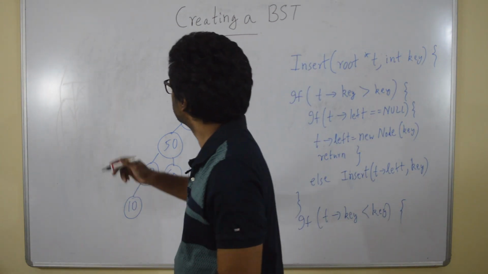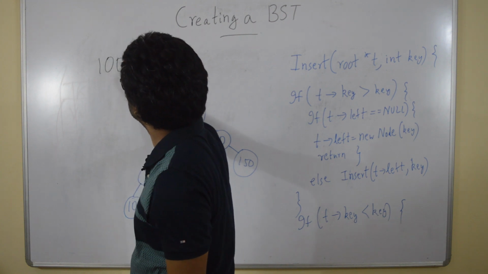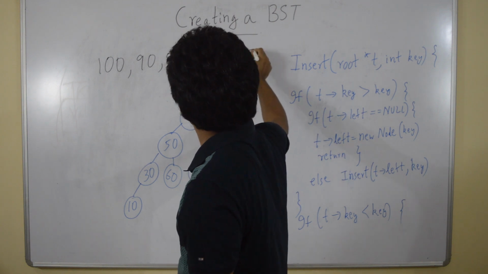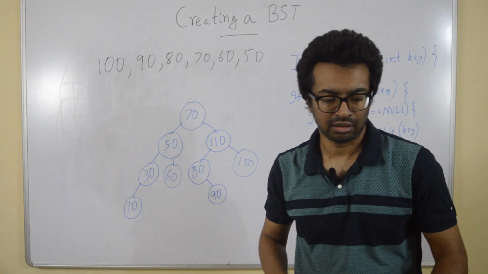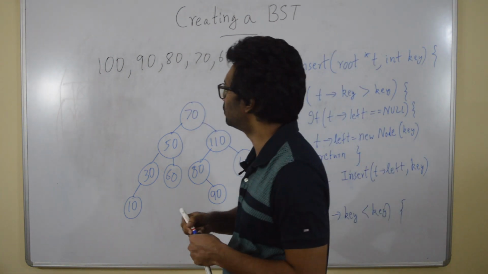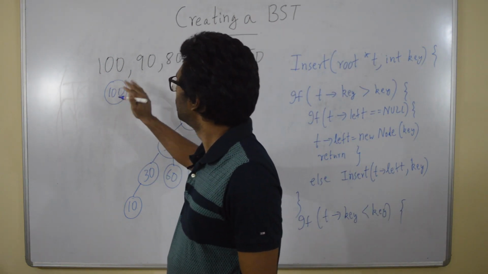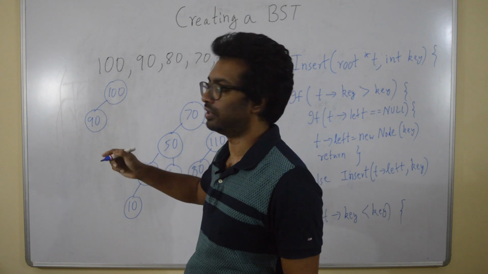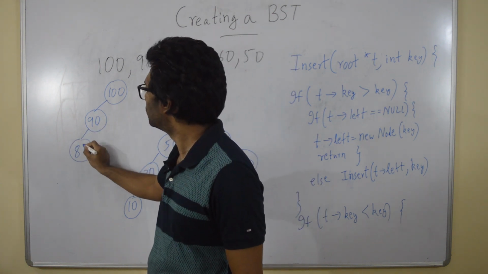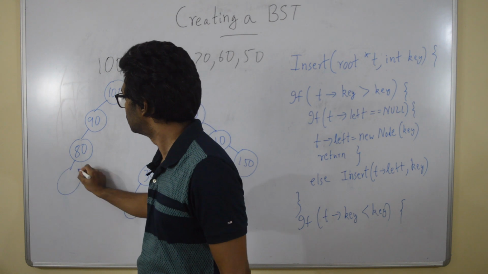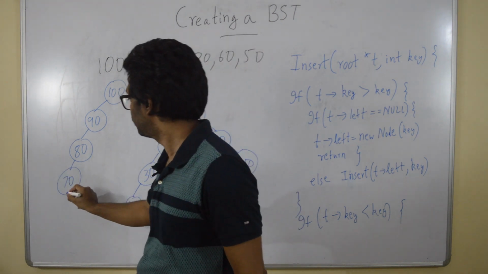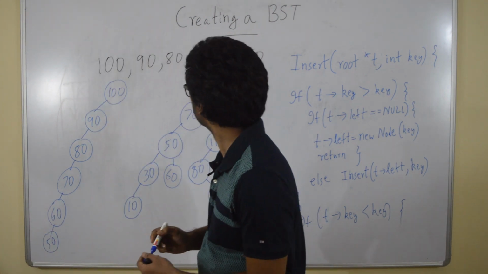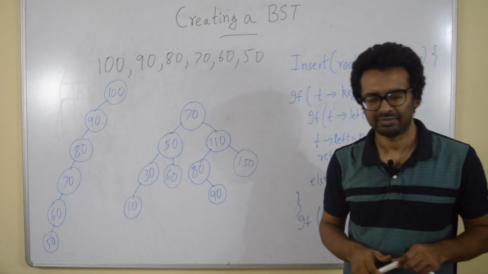Let me give the following sequence. And so I'm going to insert 100 first. So 100 comes here. 90 is inserted next. 90 comes to the left. 80 is next. 80 comes to the left. 70 comes to the left. Okay. You get the picture of what is happening, right?